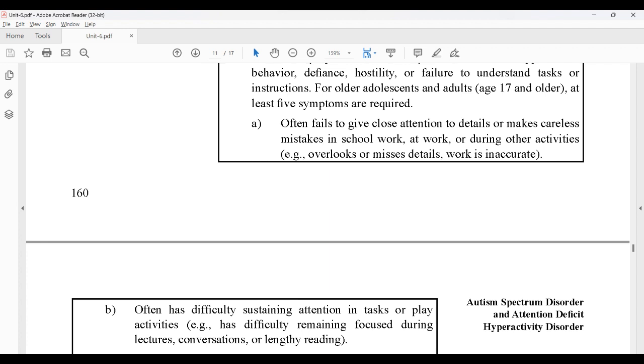A. Often fails to give close attention to details or makes careless mistakes in school work, at work, or during other activities. For example, overlooks or misses details, work is inaccurate. B. Often has difficulty sustaining attention in tasks or play activities. For example, has difficulty remaining focused during lectures, conversations, or lengthy reading.